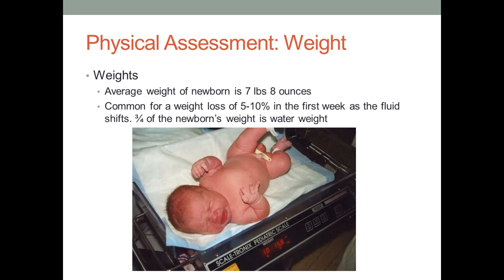One of the things we check is the weight of the baby. The average weight of a newborn is 7 pounds, 8 ounces. They generally lose about 5 to 10% in the first week just because of the fluid shifts. About three-quarters of the newborn's weight is water. They're very full of fluid. I have had babies in the hospital that lost too much weight. Maybe they weren't feeding well, or maybe there were other issues, but it's very important to keep an eye on the baby's weight.